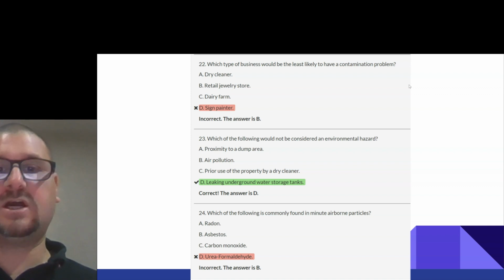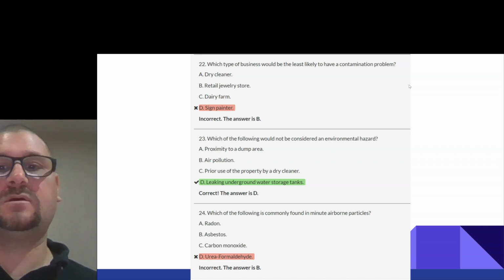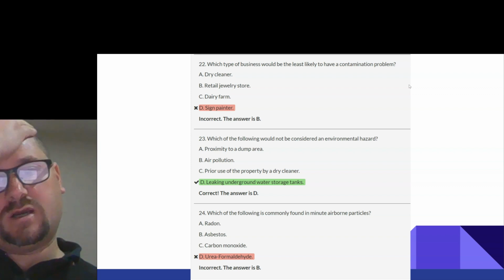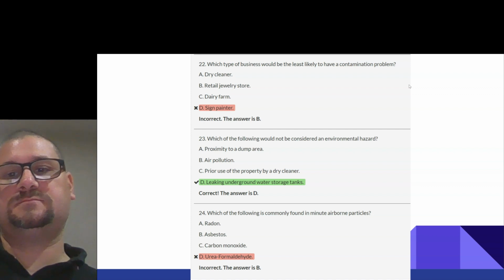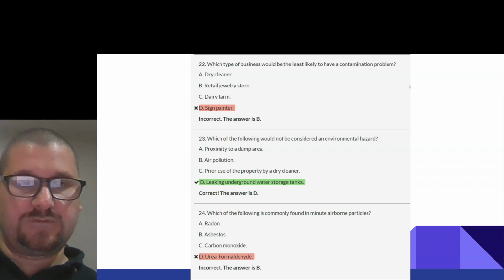Which of the following is commonly found in miniature airborne particles? This is asbestos. So how do you combat asbestos? What do you treat it with? Encapsulation. So what is commonly found in minute airborne particles? Asbestos. These little tiny, minute airborne particles fly around. That is asbestos. Radon, no. Carbon monoxide, no. Urea formaldehyde, no.